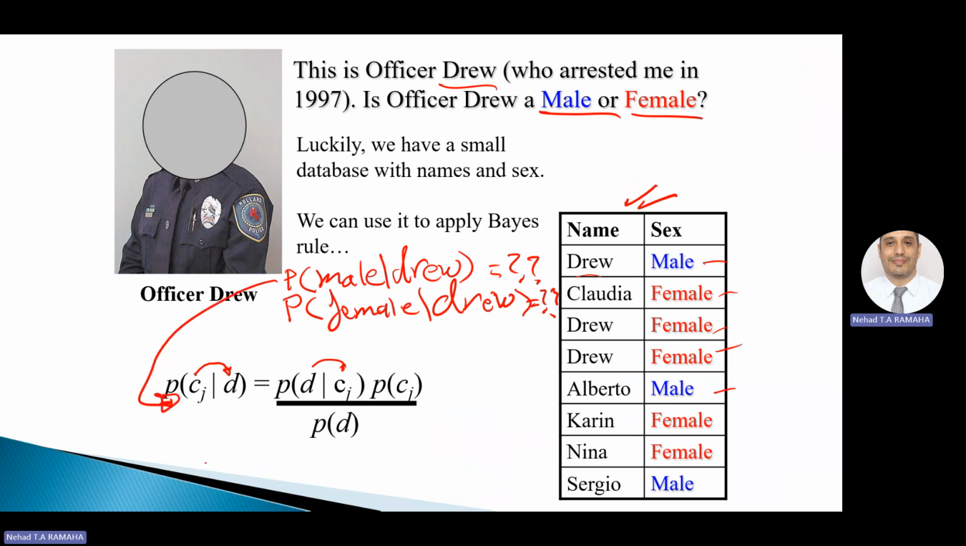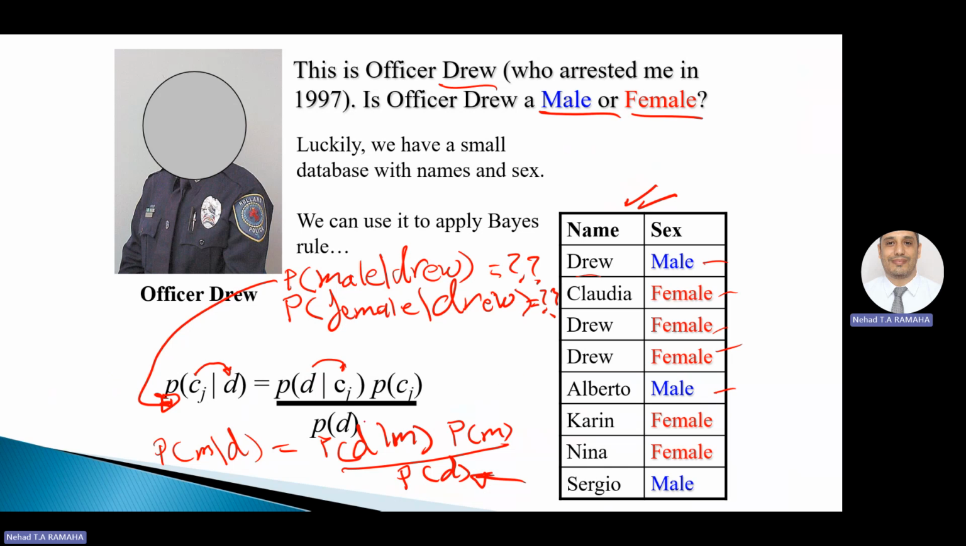So probability of male and true, let me just make it male as M and true as T. It's equal to the probability of D true being male multiplied by the probability of male divided by the probability of true, but this one will not affect the result. Yes?